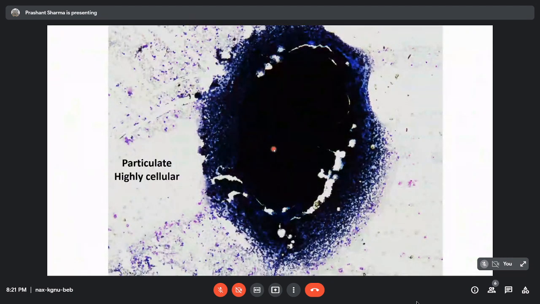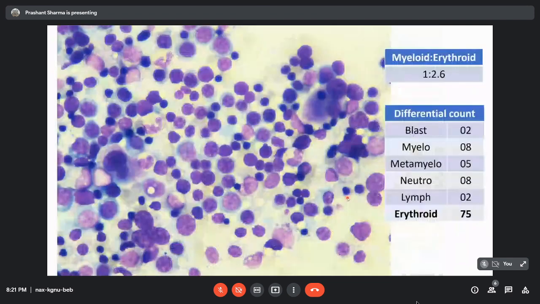So bone marrow was done. He's got circulating blasts. You need to know what's going on in the marrow. This was particulate and hypercellular for a 60-year-old man. And there was erythroid hyperplasia. So the myeloid to erythroid ratio was 1:2.6. And the erythroid cells were 75%. In the marrow, there was no increase in blasts. They were only 2%. So what's going on?